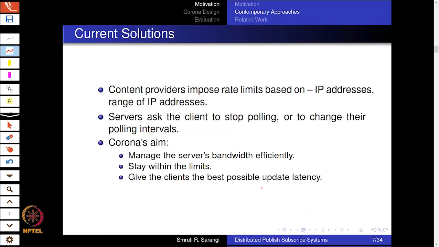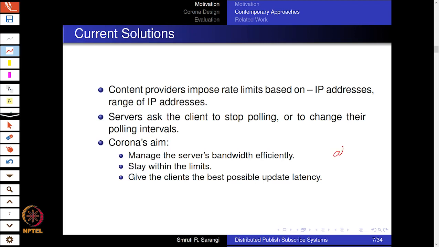So what are the contemporary approaches? The contemporary approaches is that some content providers impose a rate limit on the amount of bandwidth per IP address, the number of IP addresses that can connect at the same time, or a range of IP addresses. So servers can also ask the client to stop polling or change their polling intervals. So that is why many of the popular news sites, including Times of India or anything else that has a large viewership, actually go via intermediaries.